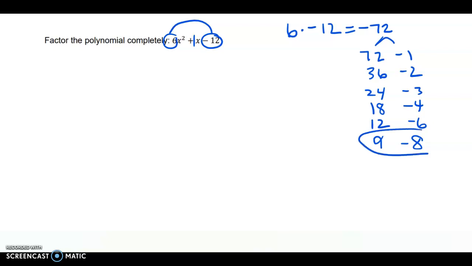Now you don't have to write all of these out. If you think of the correct answer right away, it's great. But if you have a hard time finding the pair that works, I think this is a great idea to just write down all of the factors.